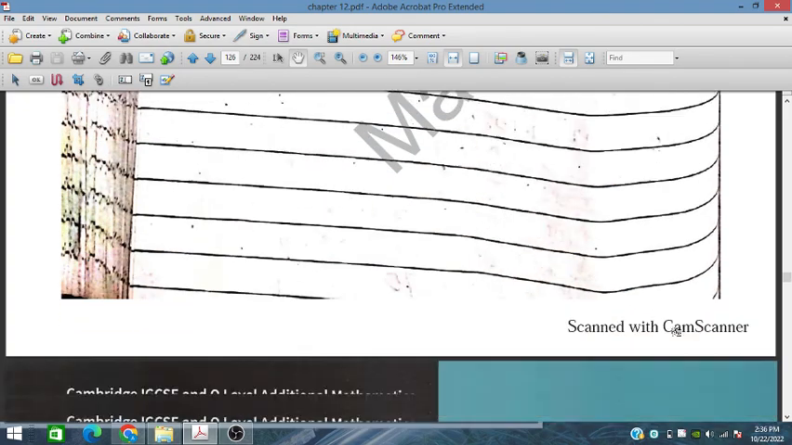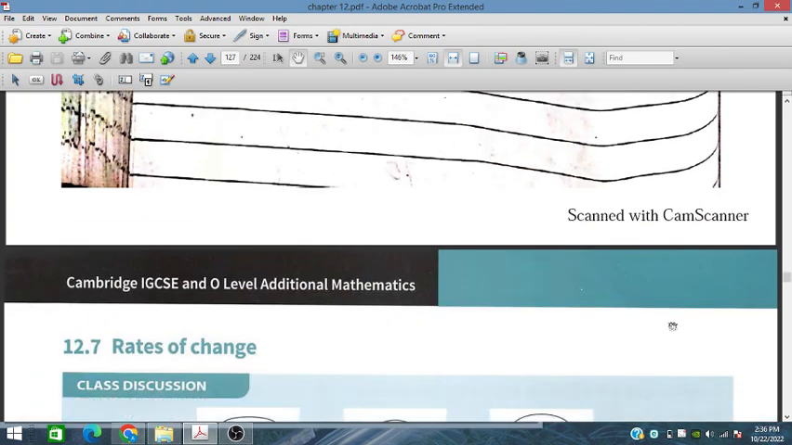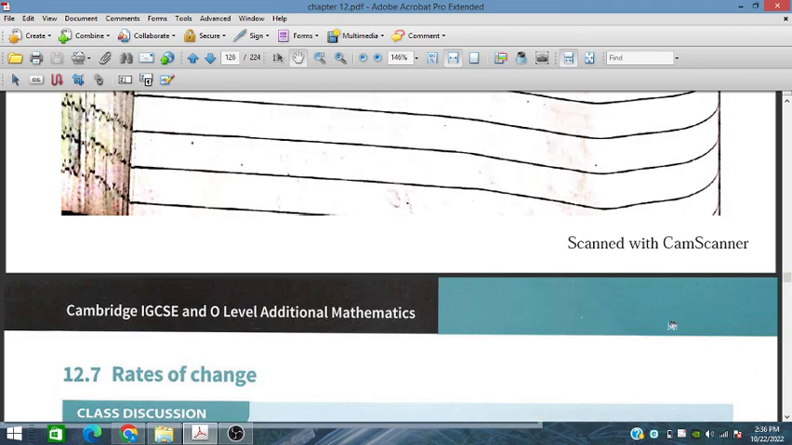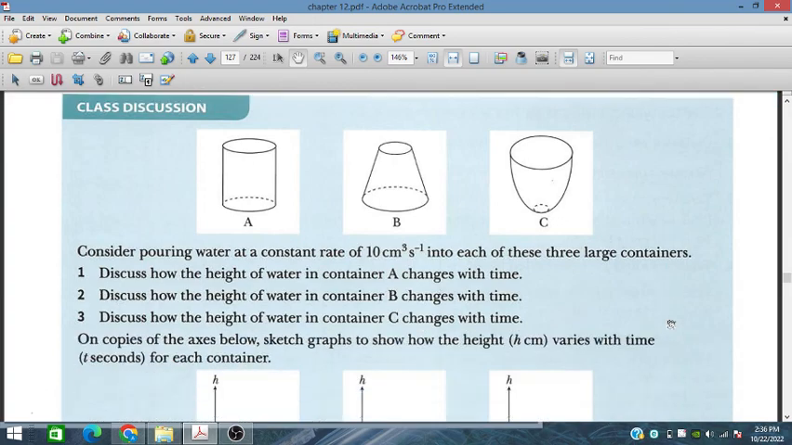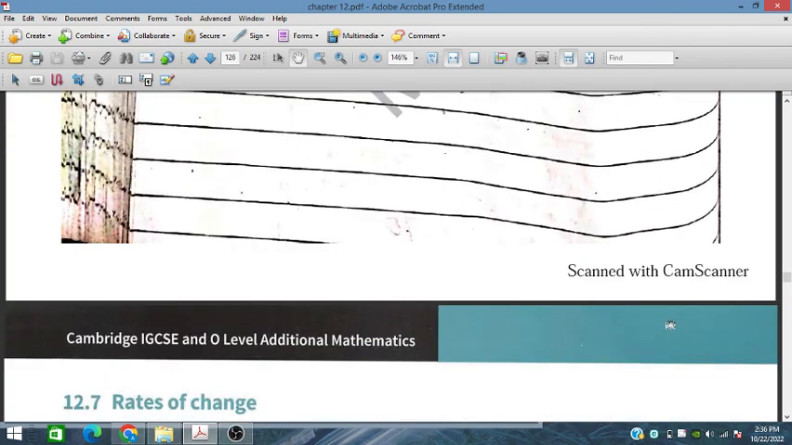So this is all from 12.6 and 12.7. Now in the next session we will discuss the rate of change, more challenging problems.